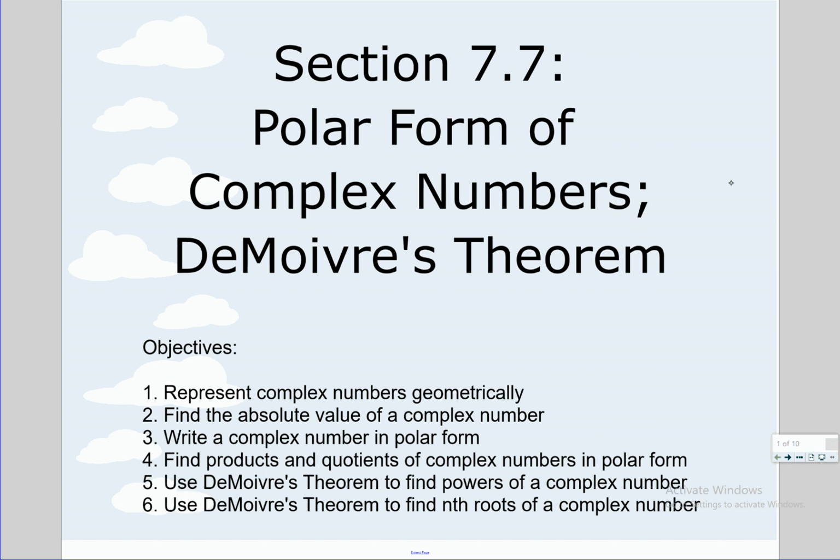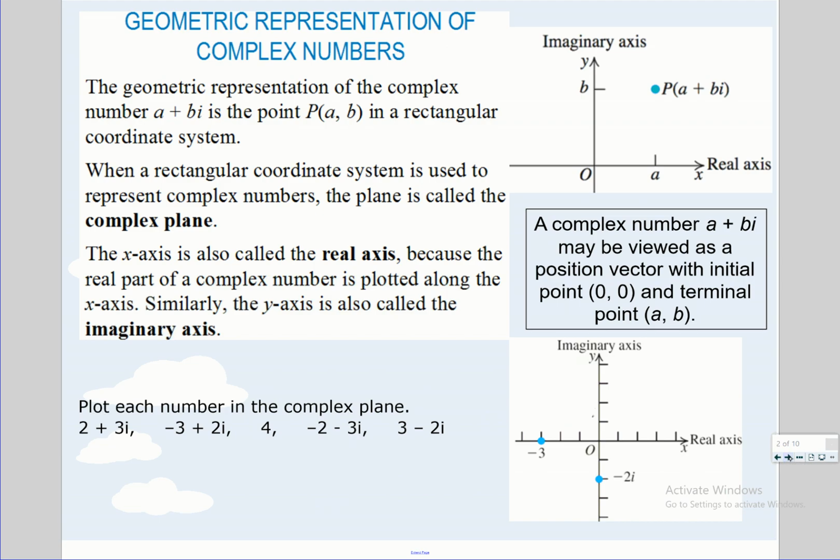Okay, so 7-7 talks about polar form of complex numbers. So we're seeing that polar piece from the last section come in, and then we'll get to the theorem towards the end here. Okay, so first thing we need to talk about is the physical representation of a complex number on a graph. So we probably haven't graphed complex numbers before now because we have a real axis and an imaginary axis. Normally we have an x-axis and a y-axis when we plot planes.